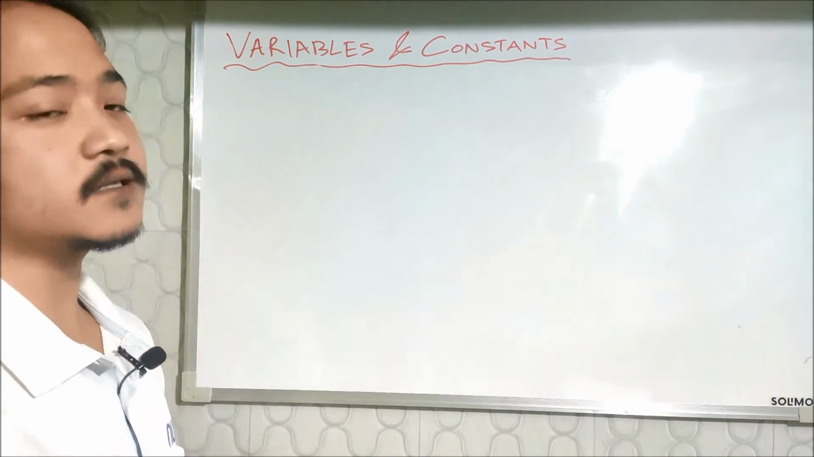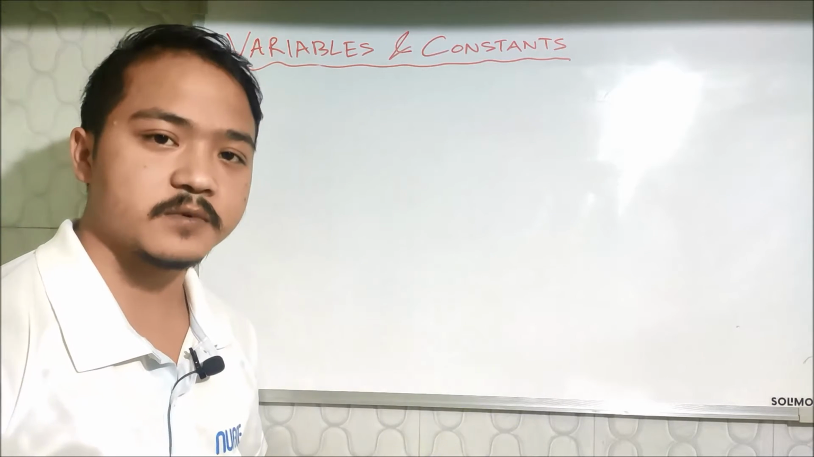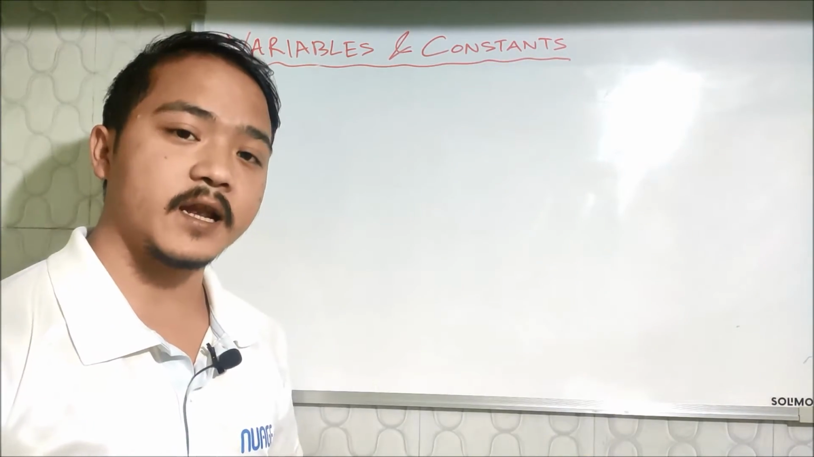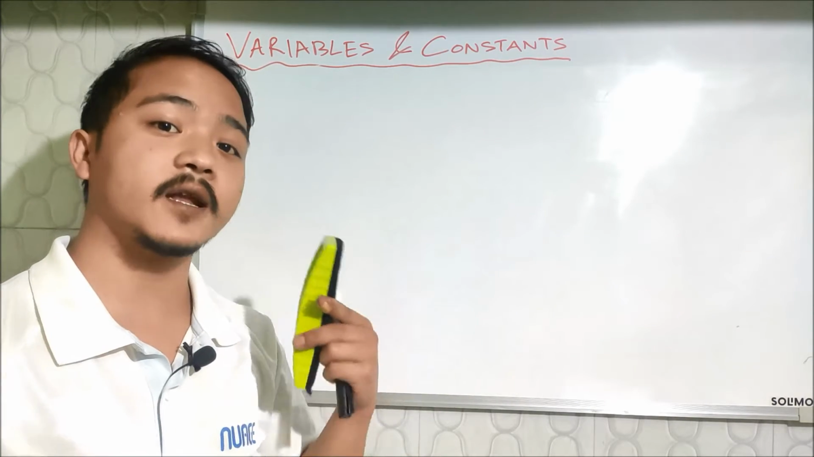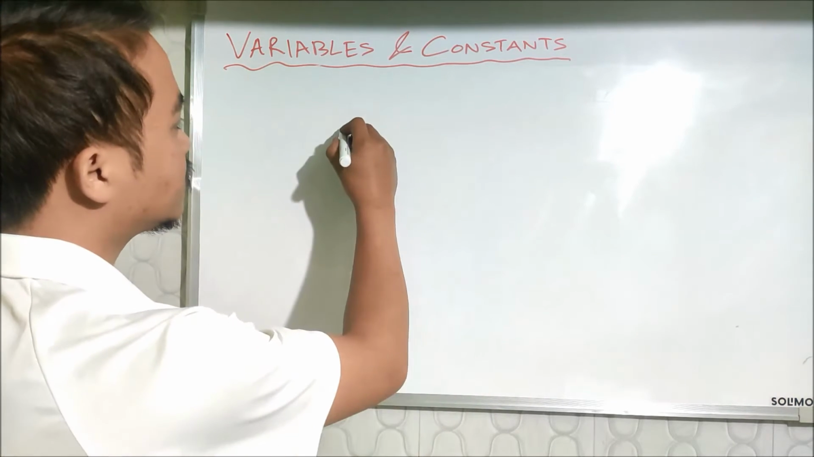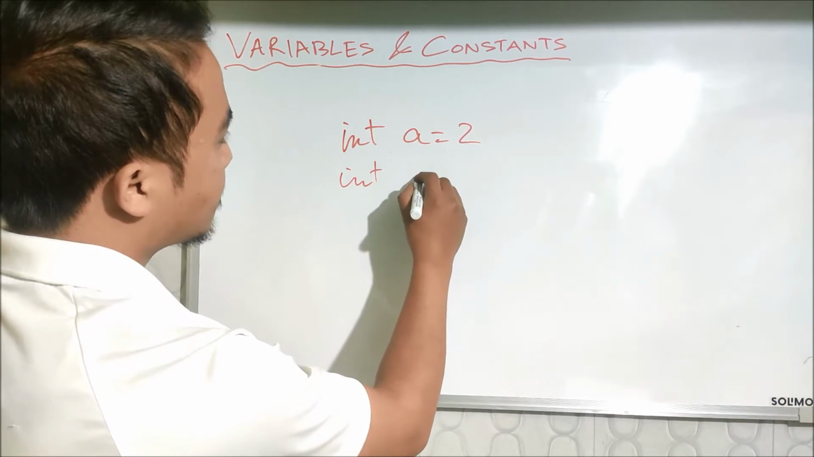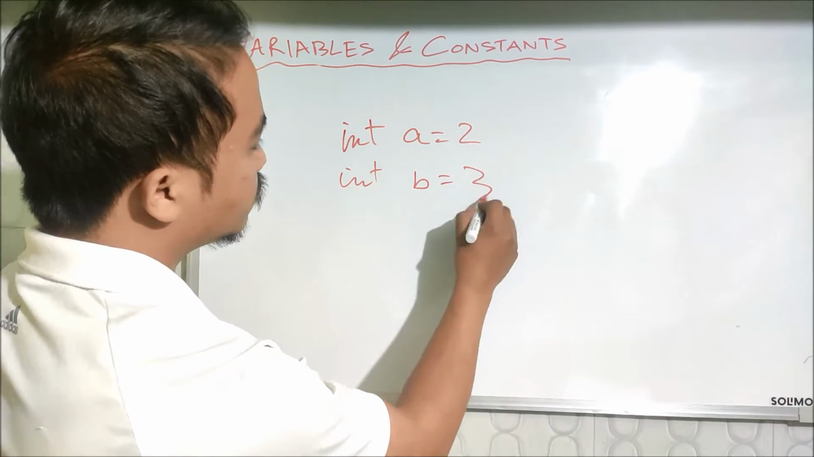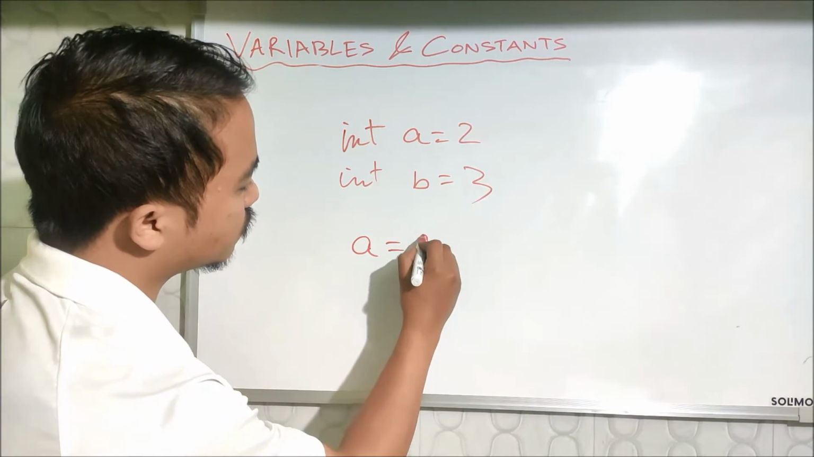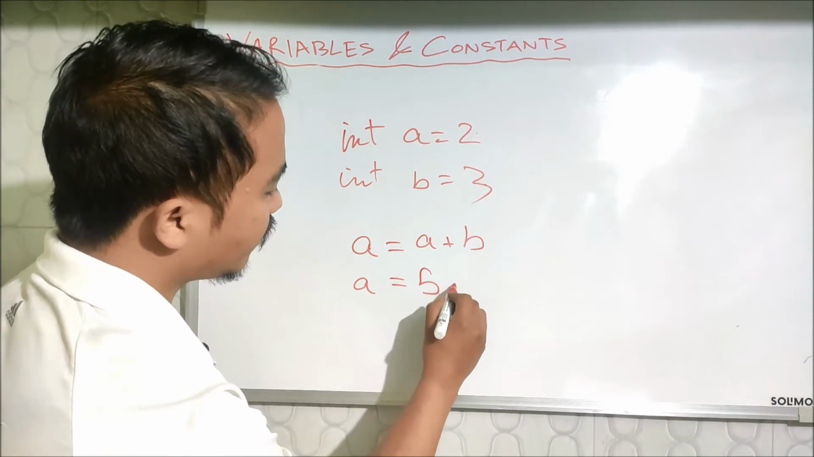And what are constants? Constants are simply variables. Constants and variables are actually the same, but for constants, once you declare the value, it cannot be changed anymore. Let's say you have variables: int a is equal to 2, int b is equal to 3. Later in the program, when we study programs, we can say a is equal to a plus b. Then a now becomes 2 plus 3, which is 5.